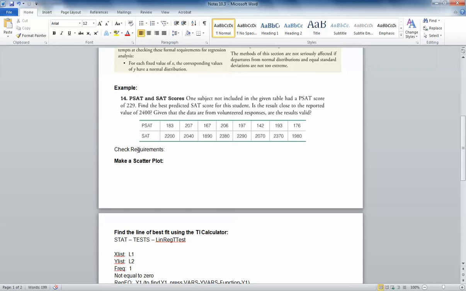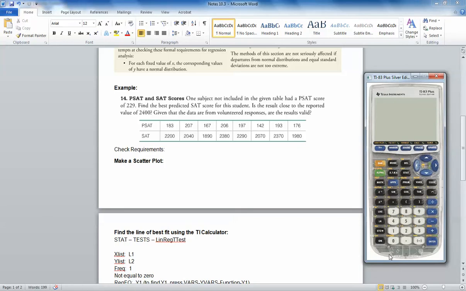Well, our requirements right away, you can tell that this is from a volunteer response. So our results probably are not going to be valid, they would be questionable, but we're going to go ahead and analyze the data anyway. So to check the other requirements, which are see if they are in a linear pattern and see if we have any outliers.